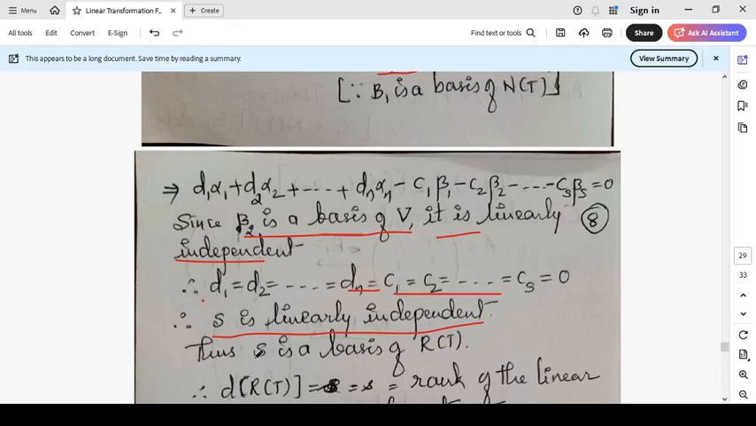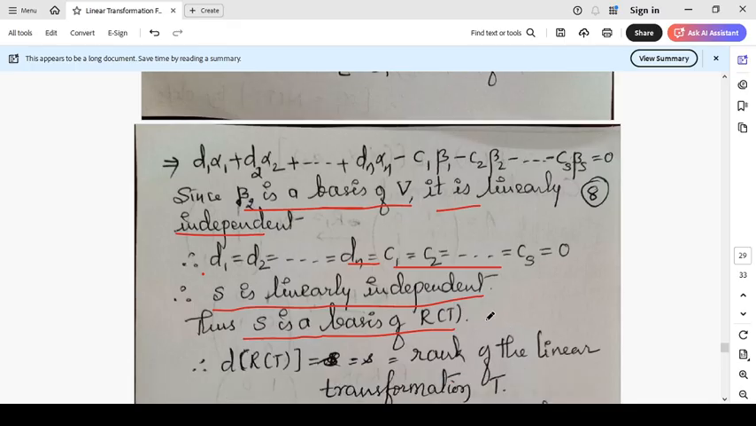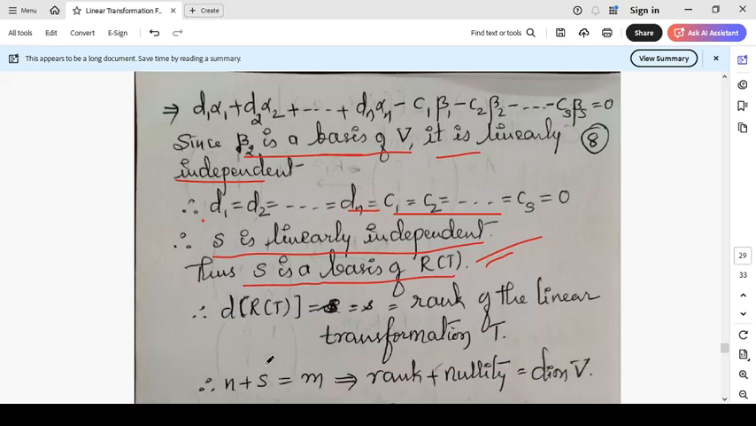So thus, I can say that S is a basis of R of T. First, S is a span of R of T, and S is linearly independent in R of T. Therefore, we can say that capital S is a basis of R of T. So after that, what is our ultimate goal? We need to show that rank plus nullity is equal to the dimension of V. So what I can write down is the dimension of R of T, since S is a basis of R of T.